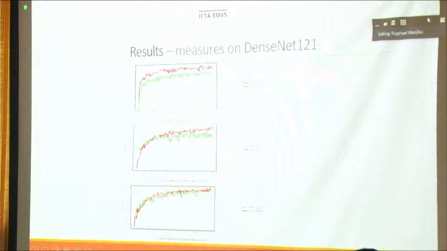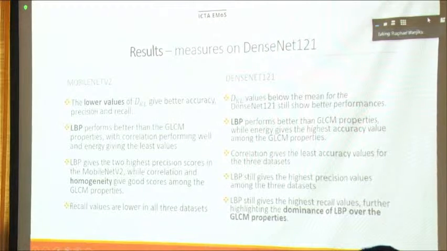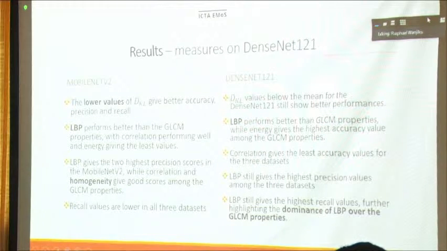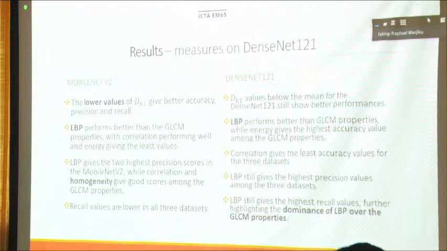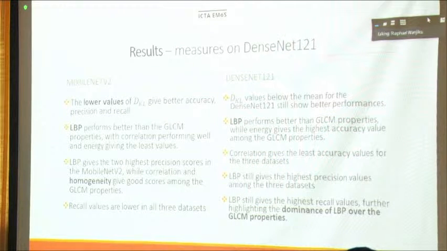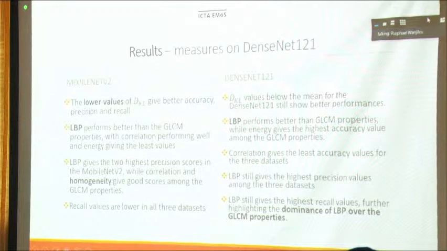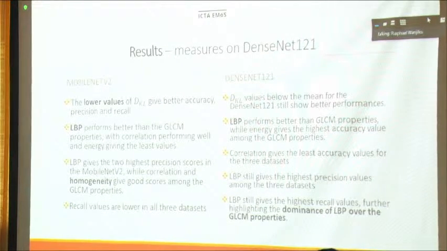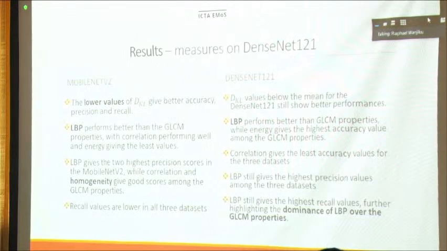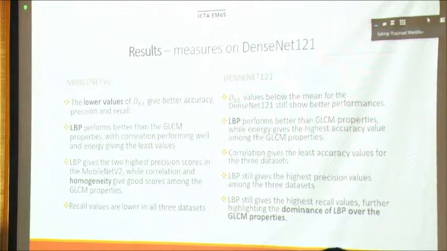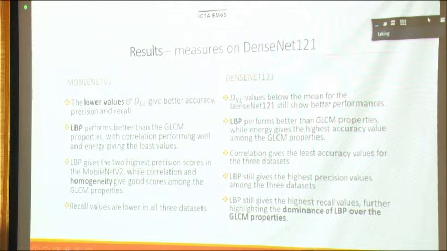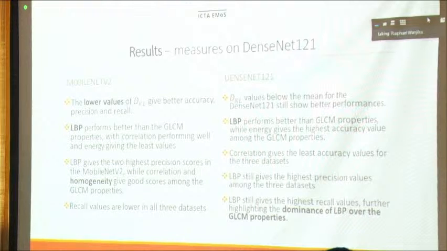From that, we can say that lower values of Kullback-Leibler divergence give better accuracies in all three performance metrics, that is accuracy, precision, and recall. We also noted that LBP gives better performance than the GLCM properties, of which correlation gives good results with MobileNet V2 and energy gives better performance with DenseNet 121. However, LBP outperformed those results.